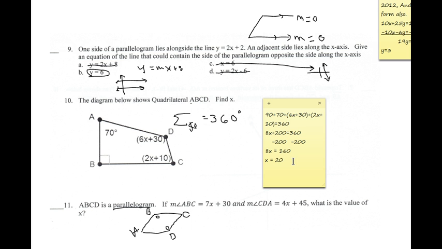But 7x plus 30 has to equal 4x plus 45, which is going to mean that 3x has to equal 15, which means x equals 5, and I made it before this thing stopped. Yeah! Alright? Okay, that's it.